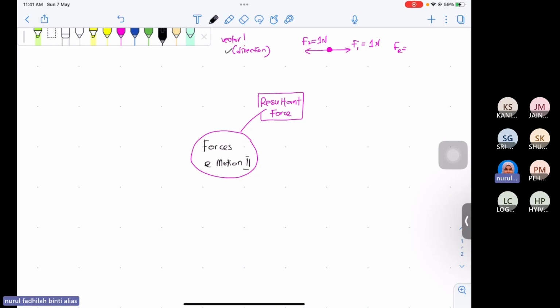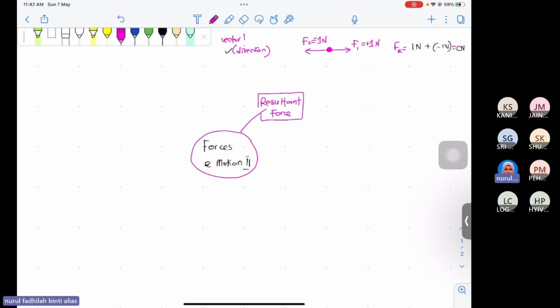Because direction is important, look: this one is to the right, this one is to the left. Therefore, you have to make sure: 1 Newton to the right. Let's say if you take this one as positive, this one will be negative. Plus minus 1 Newton. So the resultant force is 0 Newton.